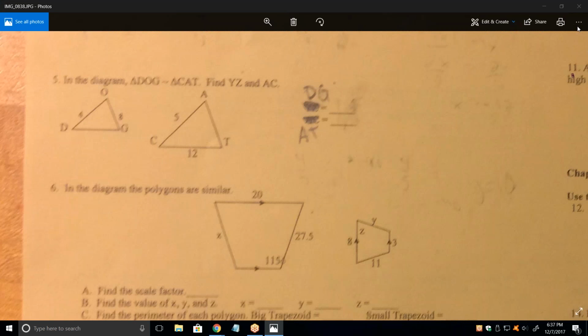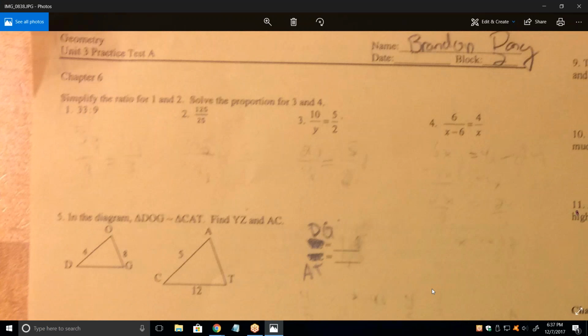All right, let's look at some of these problems. Number 5, is that the first one we have? No, it is 1. Okay, here we go.